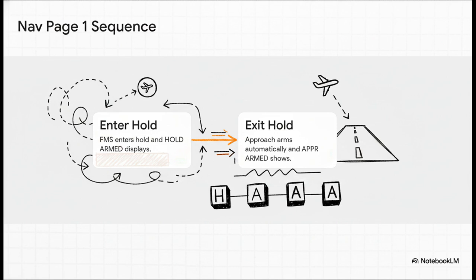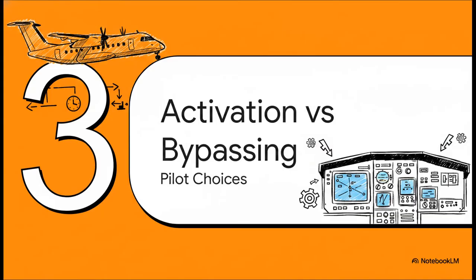To memorize this effortlessly, just use the HAAA trick. Hold armed to approach armed. Say it with me. HAAA. That's the literal chronological sequence you'll see on Nav Page 1 when navigating these transitions. All right, Section 3, Normal Activation versus Bypassing.